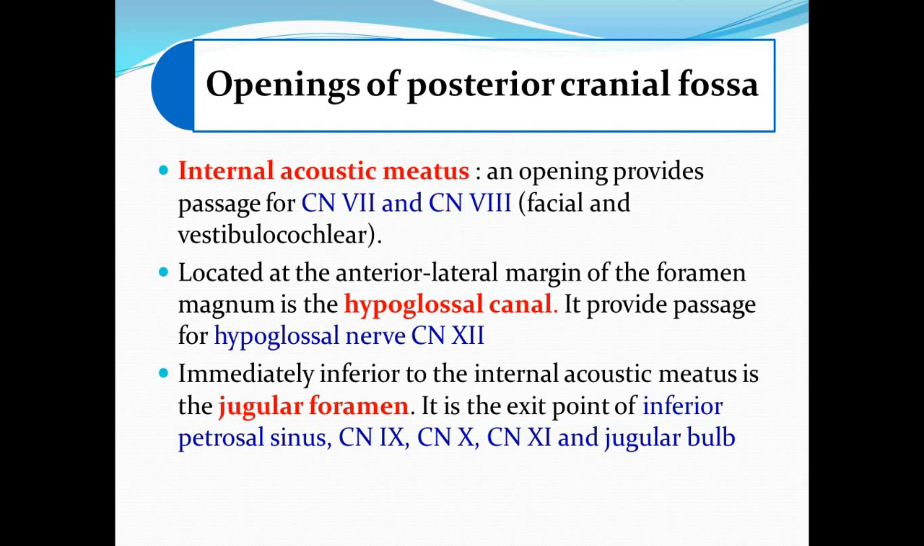Immediately inferior to the internal acoustic meatus is the jugular foramen. This is the exit point for the inferior petrosal sinus, which is one of the veins that drains into the cavernous sinus. When we talked about the cavernous sinus, we talked about this. The cranial nerve number 9, cranial nerve number 10, and cranial nerve number 11, which are the glossopharyngeal, the vagus, and the spinal accessory nerves respectively, and the jugular bulb of the jugular vein. These structures are all passing through the jugular foramen.